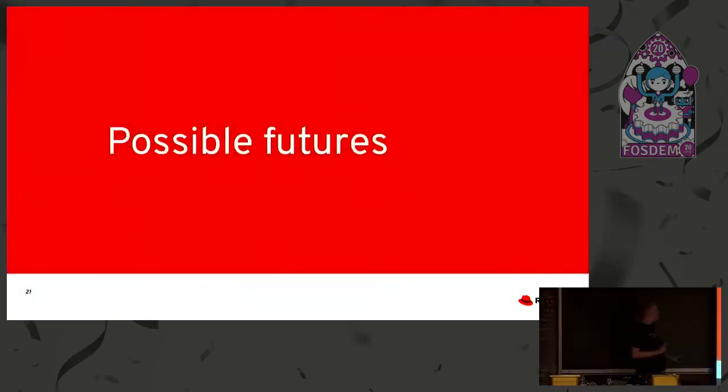Now the next bit is called possible futures here. That's not really right. The first one is structured concurrency, which I think is definitely going to happen. The second one is scope locals, which may or may not happen. But I want to talk about that because it's mine, because I did it, and I think it's interesting.